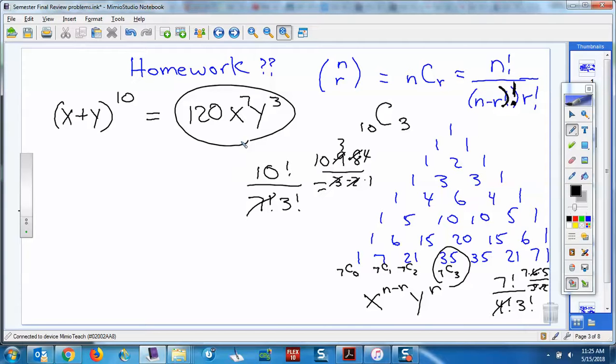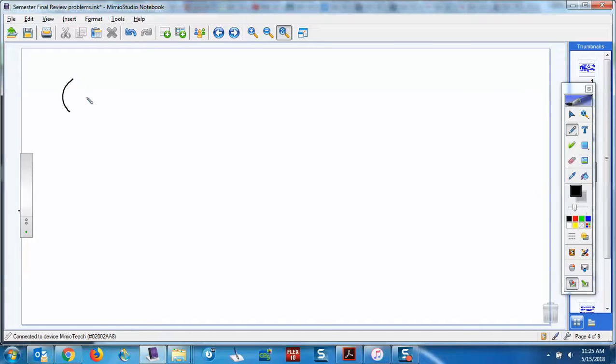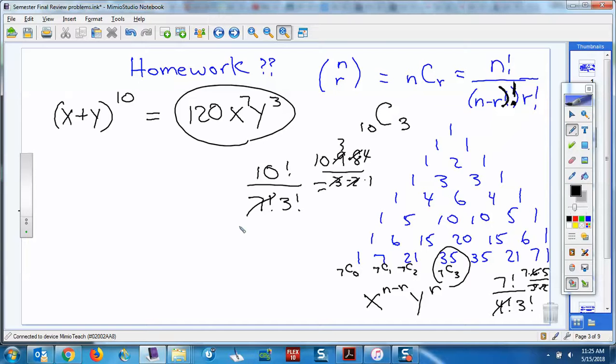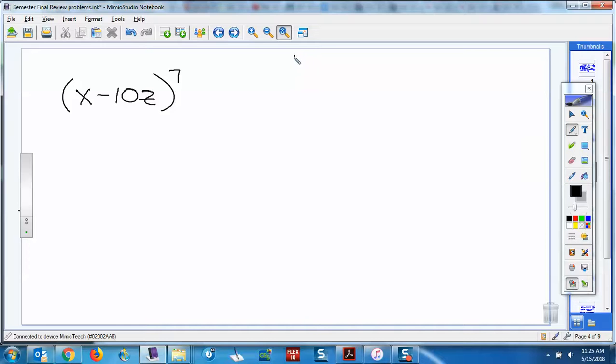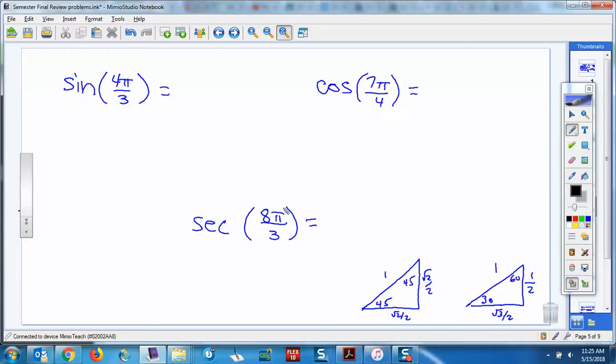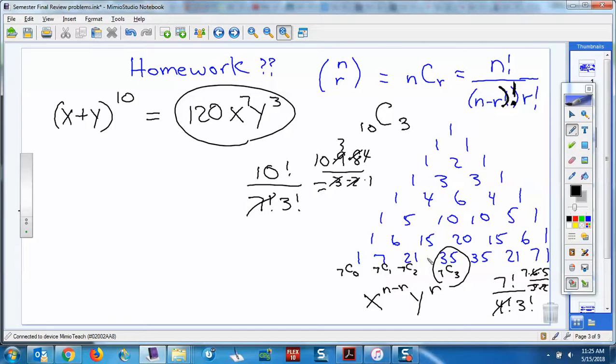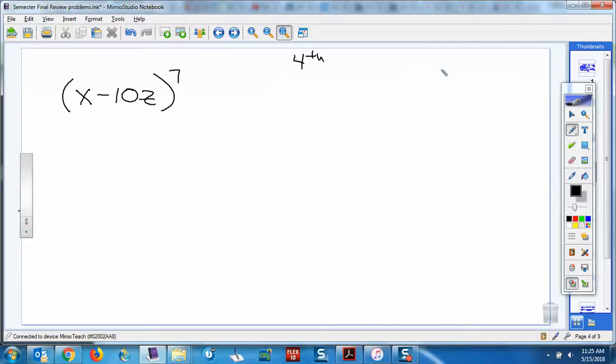Now that was an easier one than maybe 48 was. What was 48? X minus 10z, yep, to the 7. Now, in this one, I do have this row down here. Which term do they want? They want the fourth again? So they want the fourth term. So according to this, 1, 2, 3, 4. So we're going to get 35 as our number, but I'm going to do it anyway. So we just said that would be 7C3, right? If we want the fourth term, that would be 7C3.